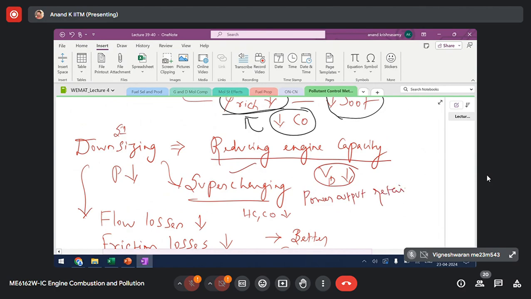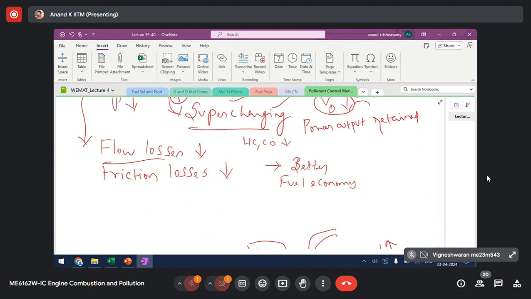Power is retained in the sense that it is the same as a larger capacity engine. So with downsizing, you reduce capacity and power may come down. Because you are doing supercharging, you are retaining the same power output. So generally downsizing is done along with supercharging. What is the advantage in terms of primary pollutant?